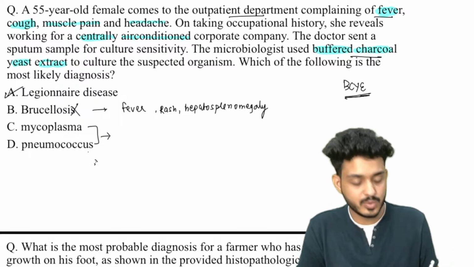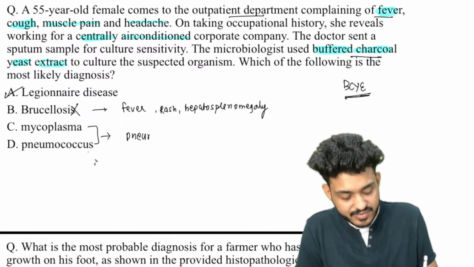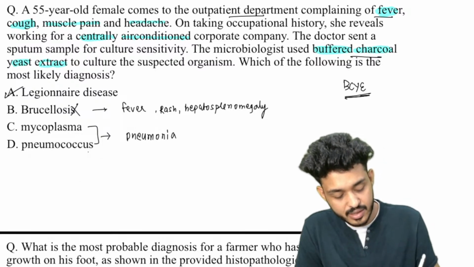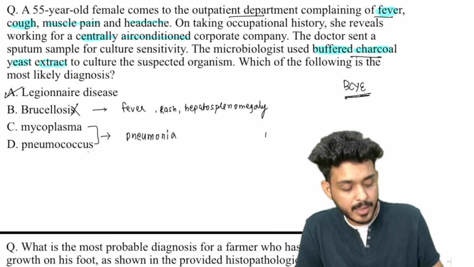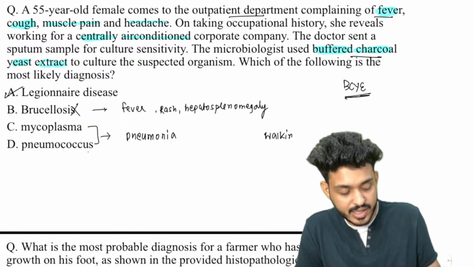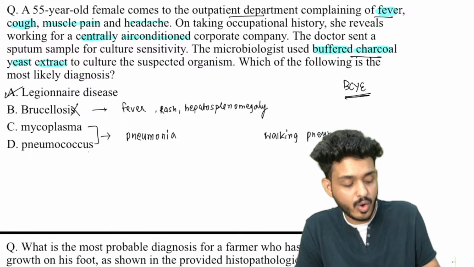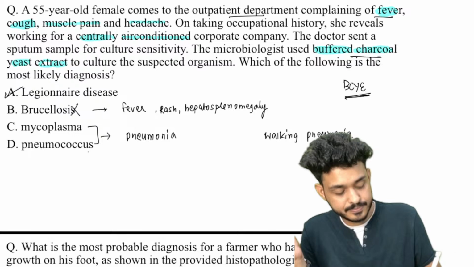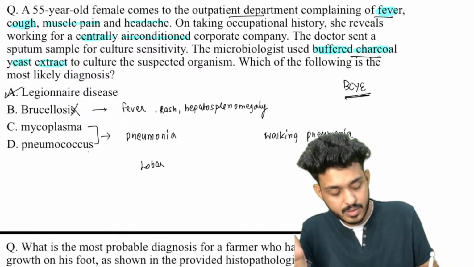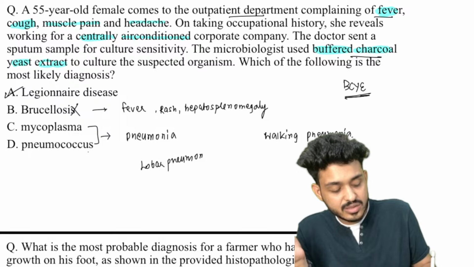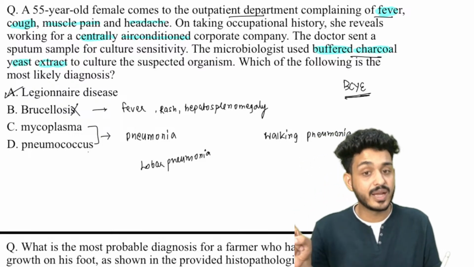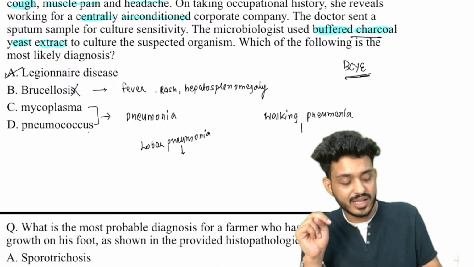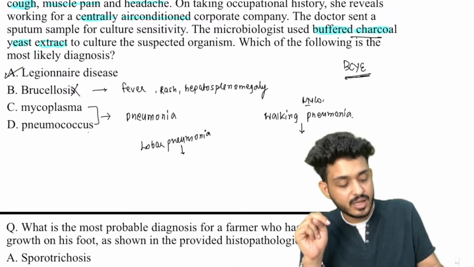Mycoplasma and pneumococcus, both of them can cause pneumonia. What is the difference between these two? Mycoplasma is the most common cause of walking pneumonia, guys, whereas pneumococcus causes which type of pneumonia? Lobar pneumonia, right? Pneumococcus, we have already seen, is the most common cause of meningitis and the most common cause of pneumonia, right? It will cause lobar pneumonia, and mycoplasma will cause walking pneumonia.